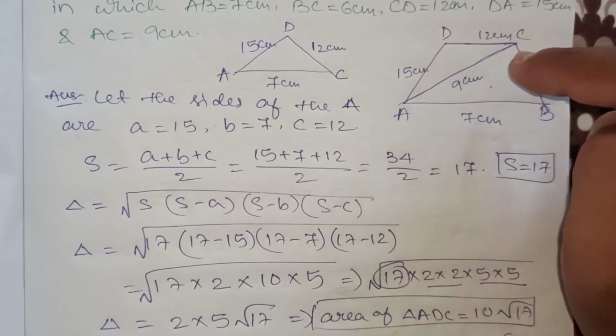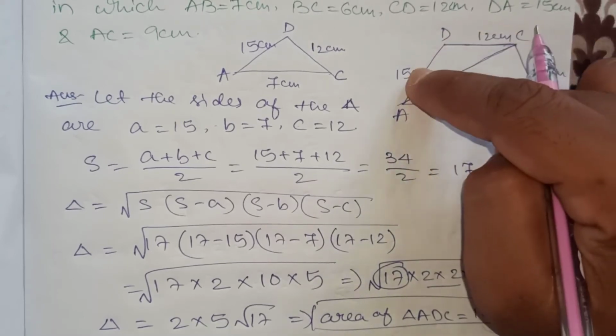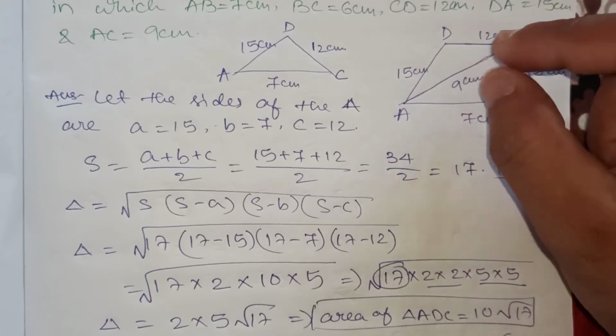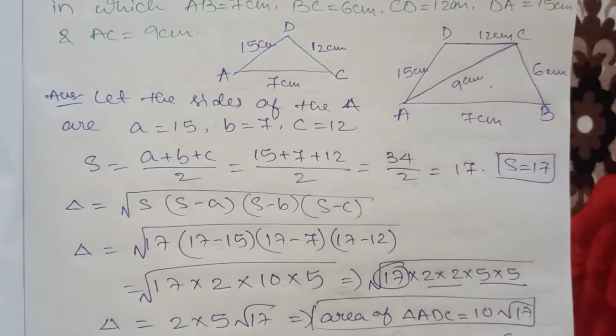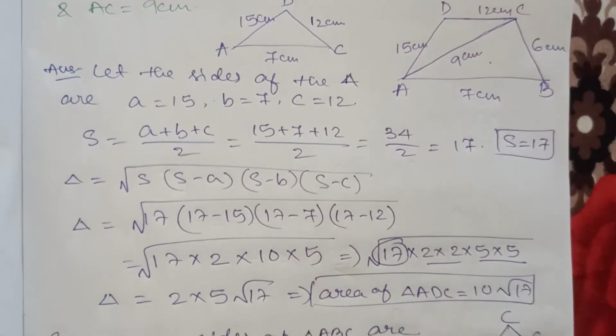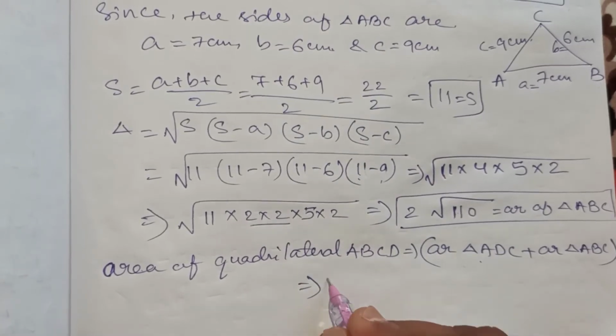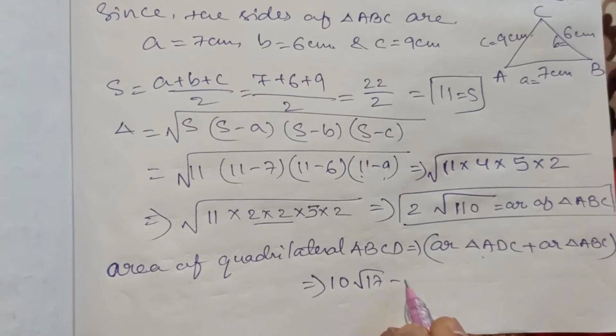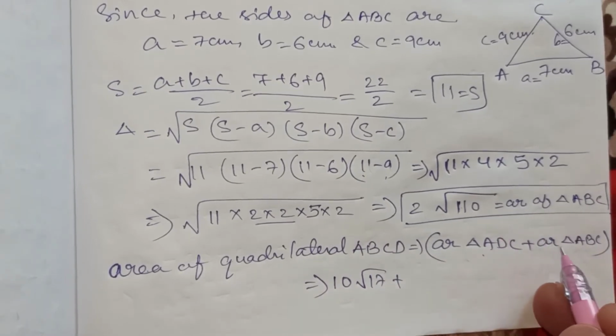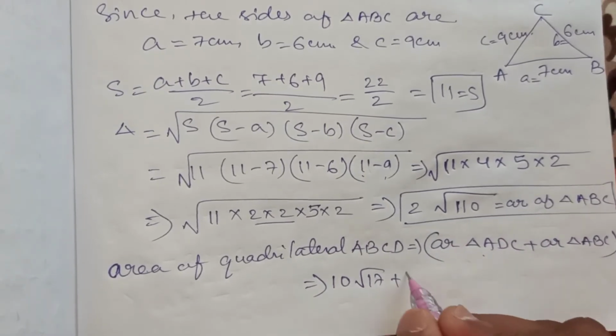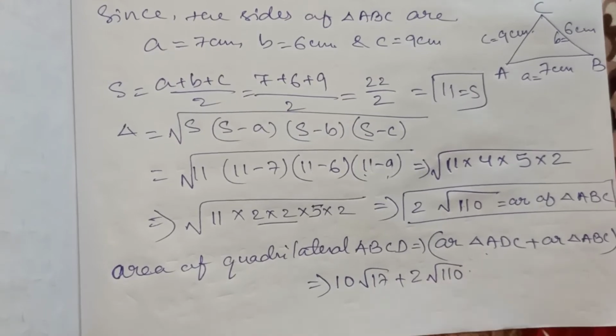If this area is 10 and this area is 20, the total area of the quadrilateral will be 30. Similarly, when we add the area of both the triangles, we will get the area of the quadrilateral. Area of triangle ADC is 10 root 17 plus area of triangle ABC is 2 root 110.